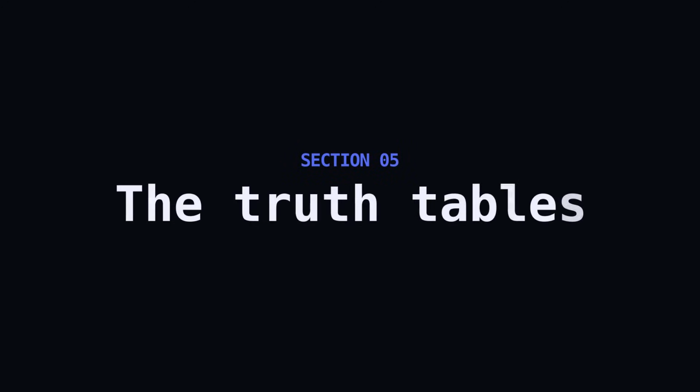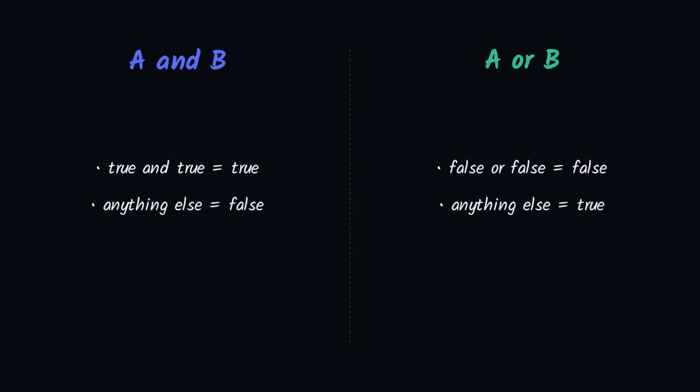Here's every case, at a glance. And is true in exactly 1 case: when both sides are true, everything else is false. Or is false in exactly 1 case: when both sides are false, everything else is true. Memorize just those 2 exceptions and you know the whole table.